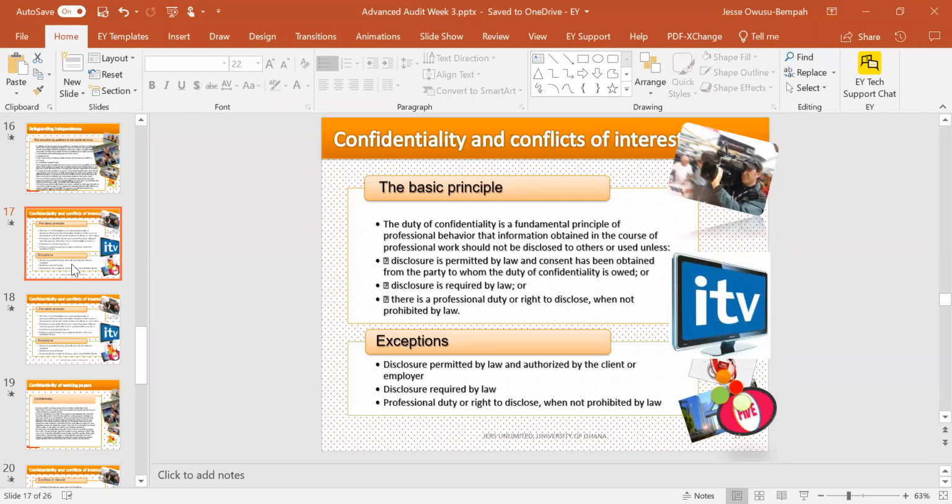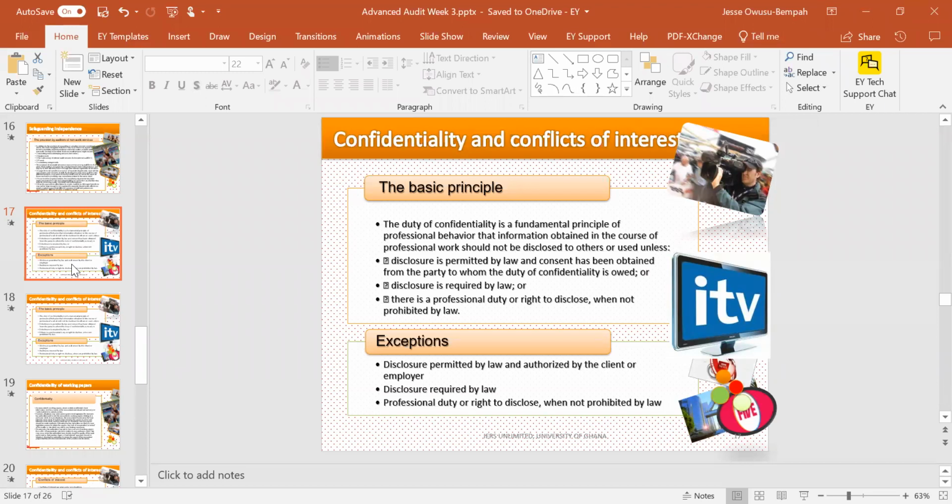Okay. So confidentiality is a fundamental principle of professional behavior, that any information that you obtain in the course of your professional work should not be disclosed to others unless it is required by law, or unless there's a duty to do so. So that's something to keep in mind.